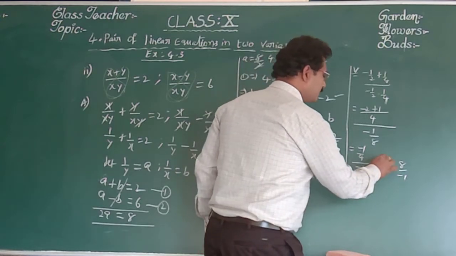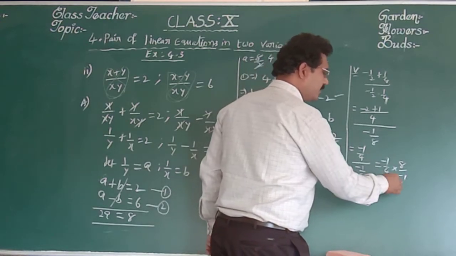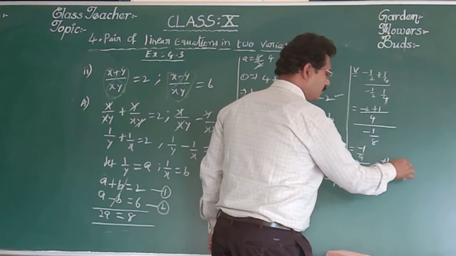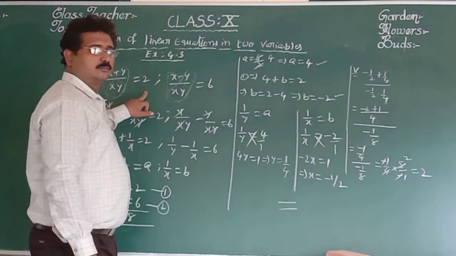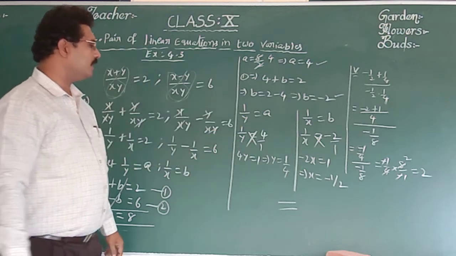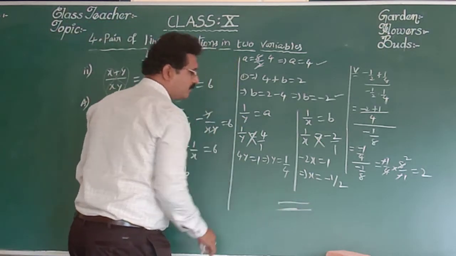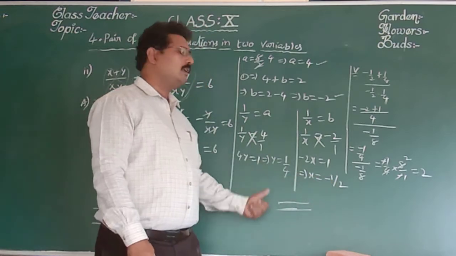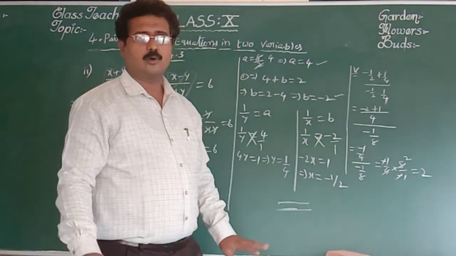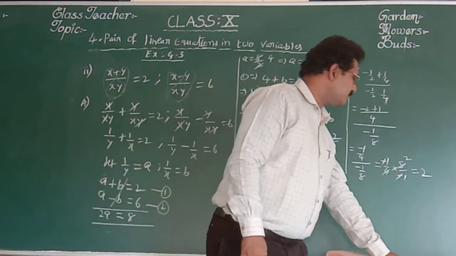Now minus 1 by 4 into 8 by minus 1. Minus minus cancel. 4 1s are 4, 4 2s are 8. What is your answer? 2. Got it, 2? So like that it is easy to verify. But no need to verify, up to this is enough. Therefore the solution is x is equal to minus 1 by 2 and y is equal to 1 by 4. Clear, children? Next problem.